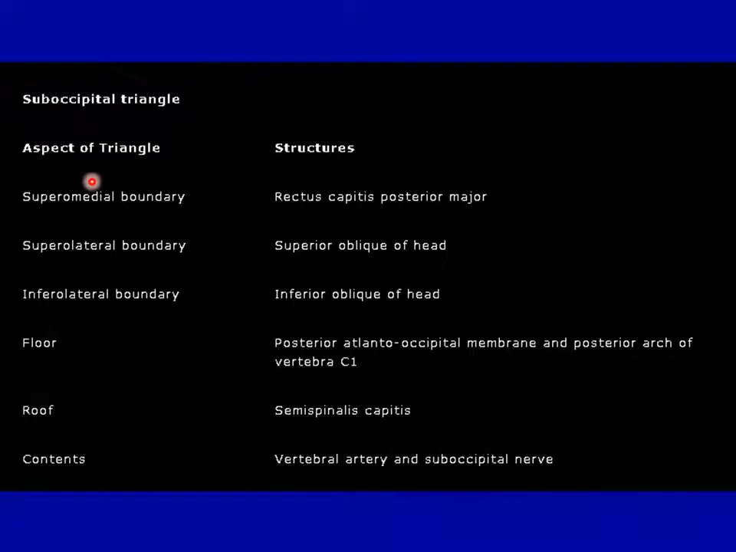So the superior-medial boundary we have is the rectus capitis posterior major. Superior-laterally we have obliquus capitis superior. Inferior-laterally we have inferior oblique. Floor is formed by the posterior atlanto-occipital membrane and the arch of the vertebra C1. Roof is formed by the semispinalis capitis muscle. Contents are the vertebral artery and suboccipital nerve.